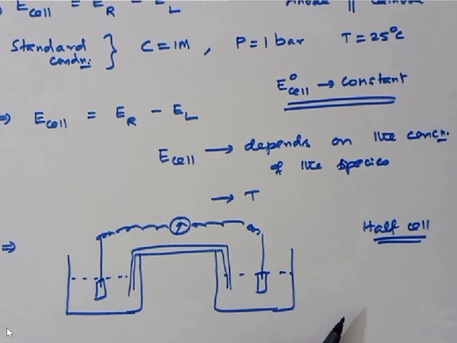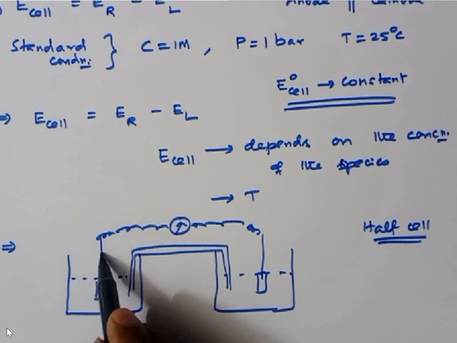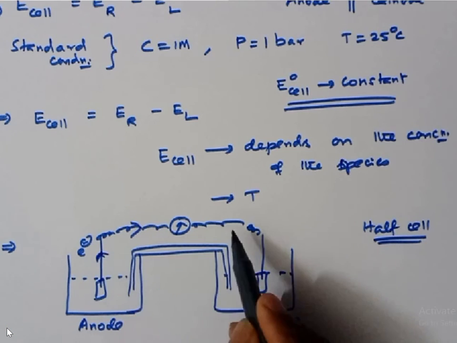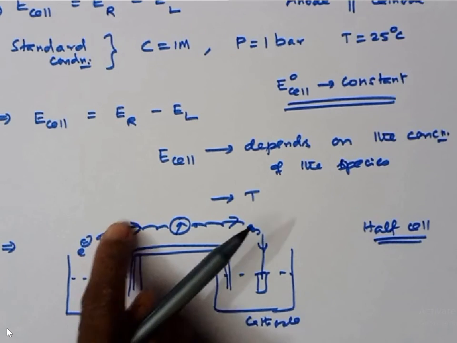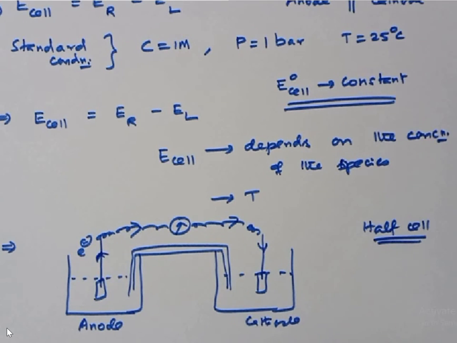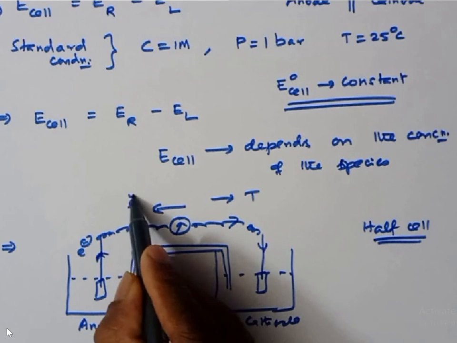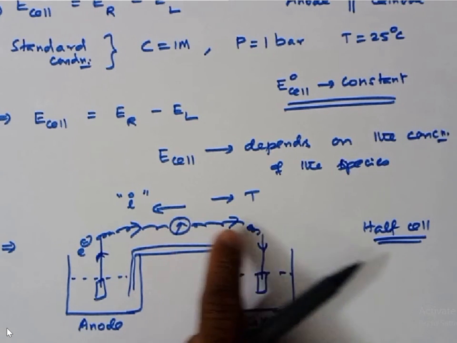If you use current, electrons are moving. Assume that this is the anode and this is the cathode, and you know very well electrons move from anode to cathode. This is the direction of the electron. Electrons always move from anode to cathode in galvanic cells. And you know very well the direction of current is exactly opposite. This is the convention people have used: if electrons move in this direction, then current flows in the opposite direction.